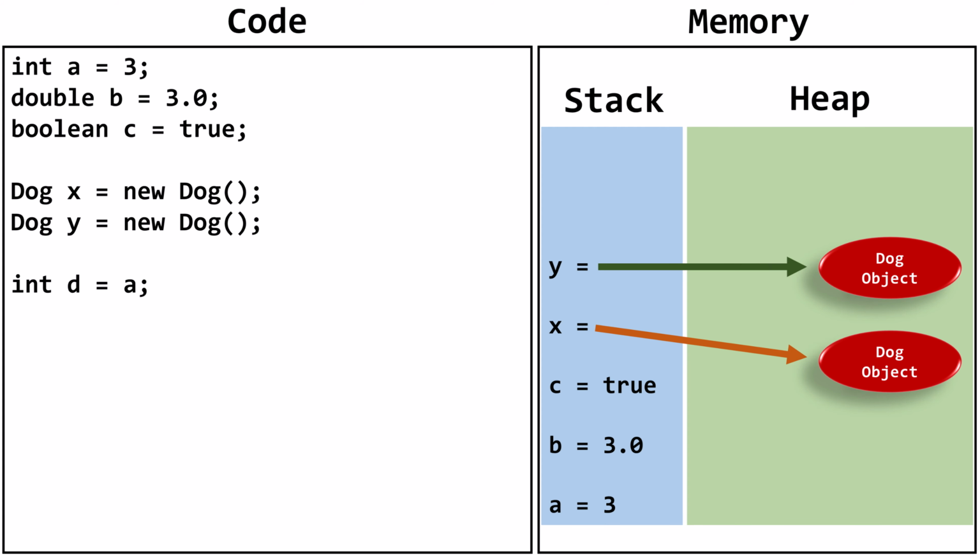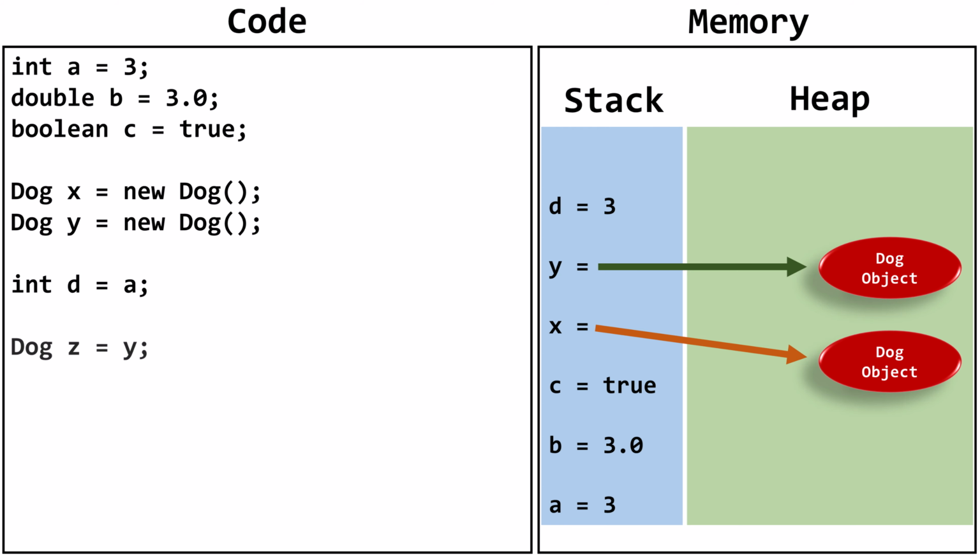Now let's declare a new primitive variable d and assign it the value of a. D is created and we copy the stack's value for a and assign it to d. For data on the stack, we don't think about the identity because each variable has its own unique value.